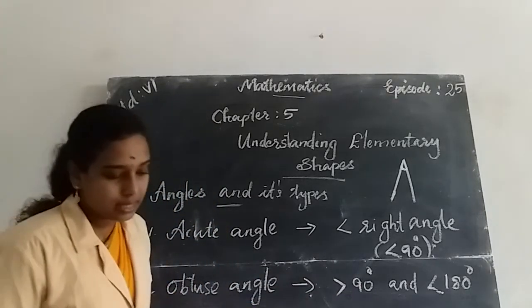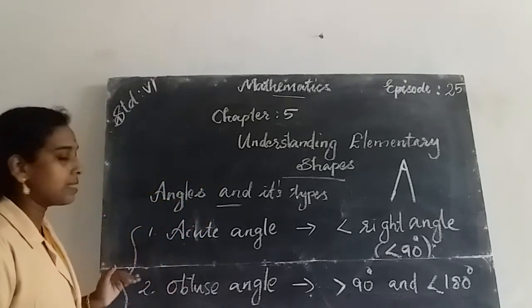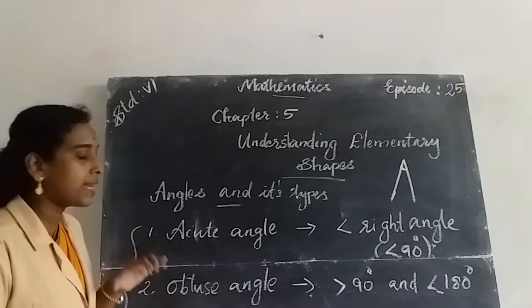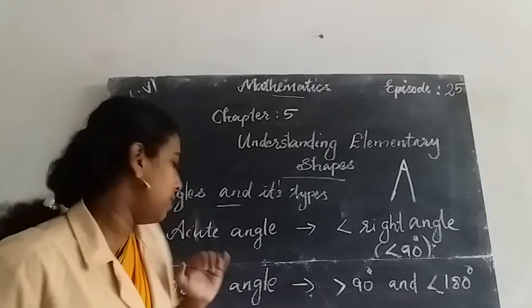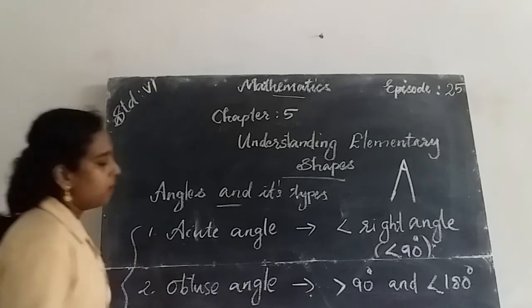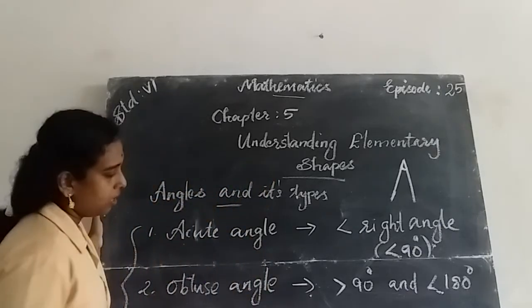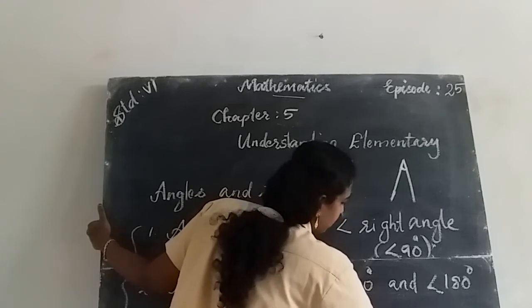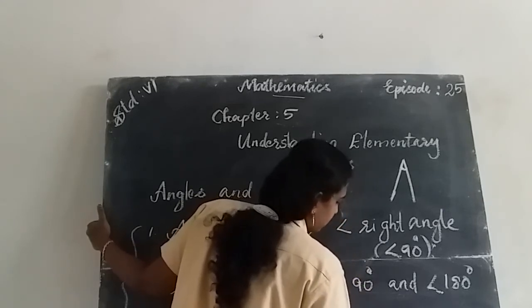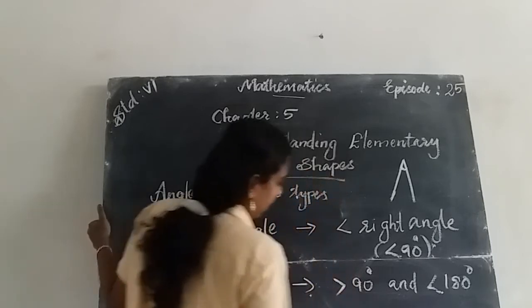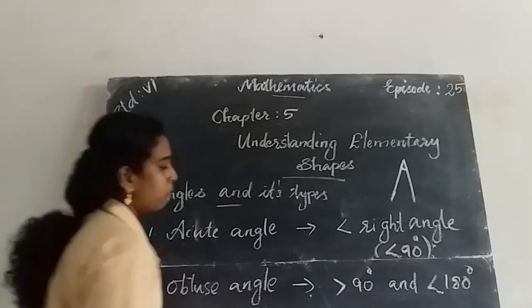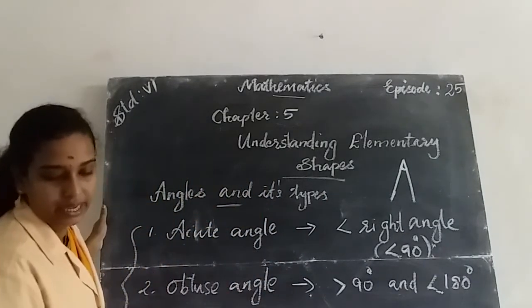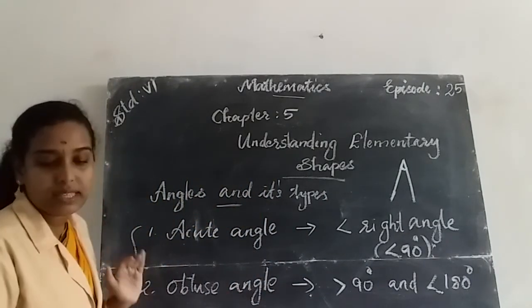Then the third one is the reflex angle. Reflex angle means the angle which shows more than 180 degree, which means the angle measures more than a straight angle, then it is known as a reflex angle. Like this, this is a straight angle, and this shows 180 degree. So reflex angle means more than 180 degree. This shows a reflex angle.